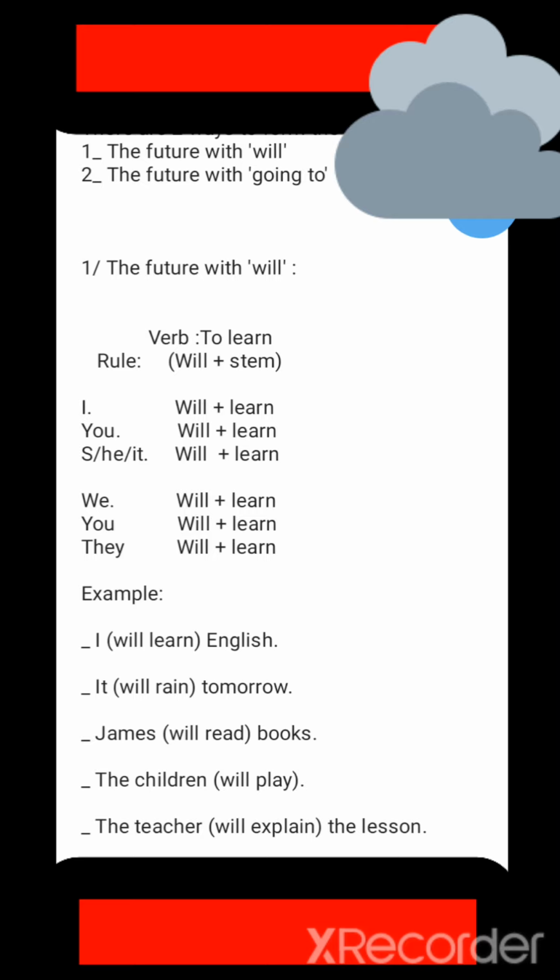Nice. The future with will, we have the verb to learn. It is in the infinitive form. When we conjugate it in the future simple, the rule is we just put will plus the stem, and in this case the stem is learn. We have the pronouns I, you, he, she or it, and then we have we, you and they. I will learn. We don't have to make any changes, neither to will nor to learn.